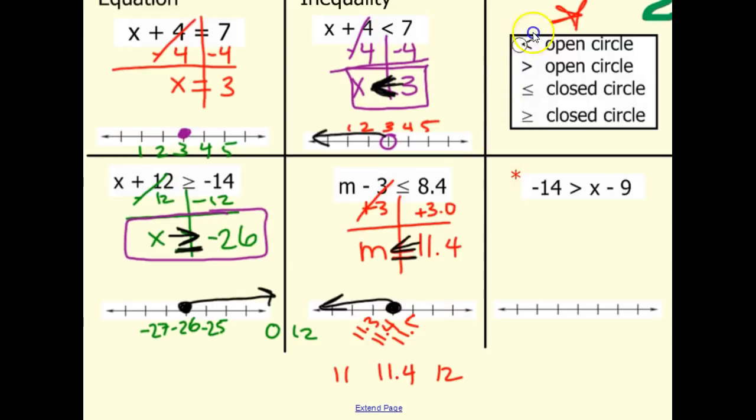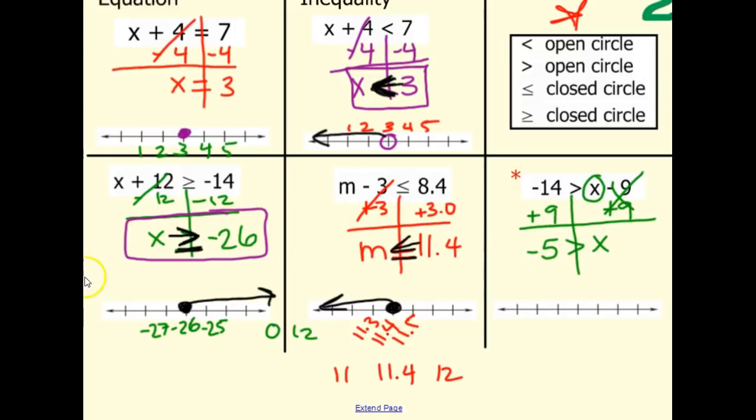Alright, there's one more left. Be careful on this one. When I get x by itself, the opposite of subtracting 9 would be adding 9. Always look to see where x is. You want to get that number or letter all by itself. And then negative 14 plus 9. There's more negatives. How many more? Well, 9 to get to 14 would be 5.